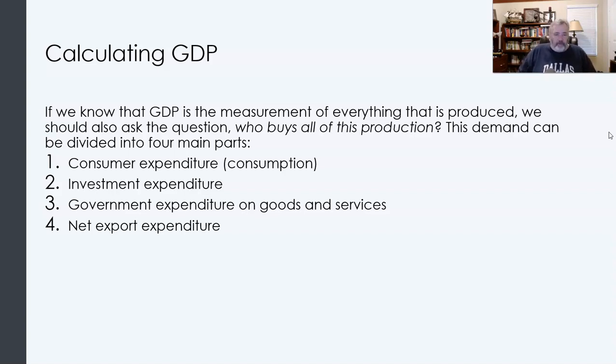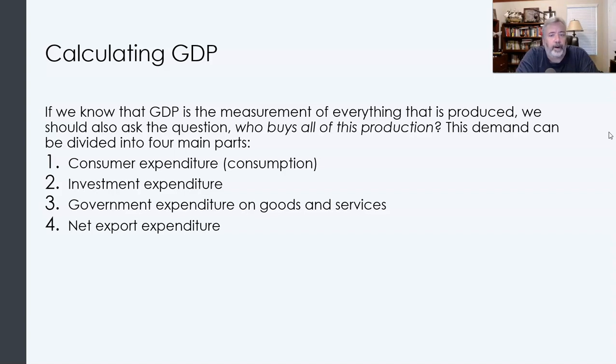So, GDP is the measurement of everything that is produced. So, who buys all this? There are 4 different segments, 4 different components of output. This is what's known as the expenditure approach. There's really 2 different ways of calculating GDP. This is one of many ways of calculating GDP. Okay? So, one of 2 ways, I should say, really.